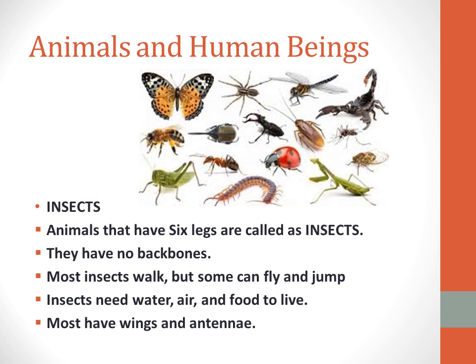Can you remember this word antennae? Yes, we have seen that in our previous lesson. So a few insects will have antennae. So what are insects? Insects have 6 legs. They don't have backbones. Few can walk, fly, and jump. They require air, water, and food to live. Few have wings to fly, and also few have antennae.